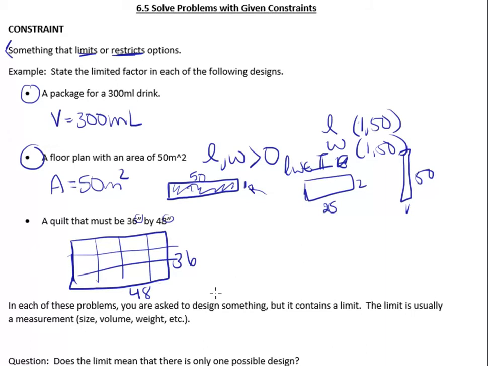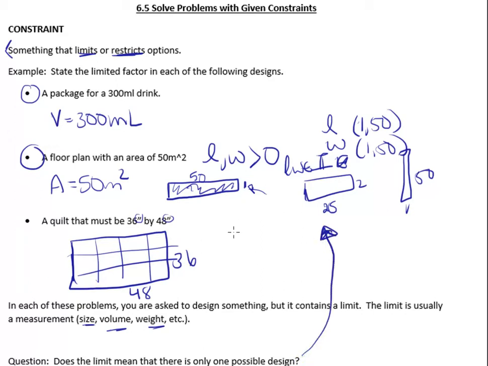In each of these problems you are asked to design something, but it contains a limit, and the limit is usually a measurement, like the size, the volume, or the weight. So, just a reflection question, does the limit mean that there is only one possible design? Okay, no, not at all.